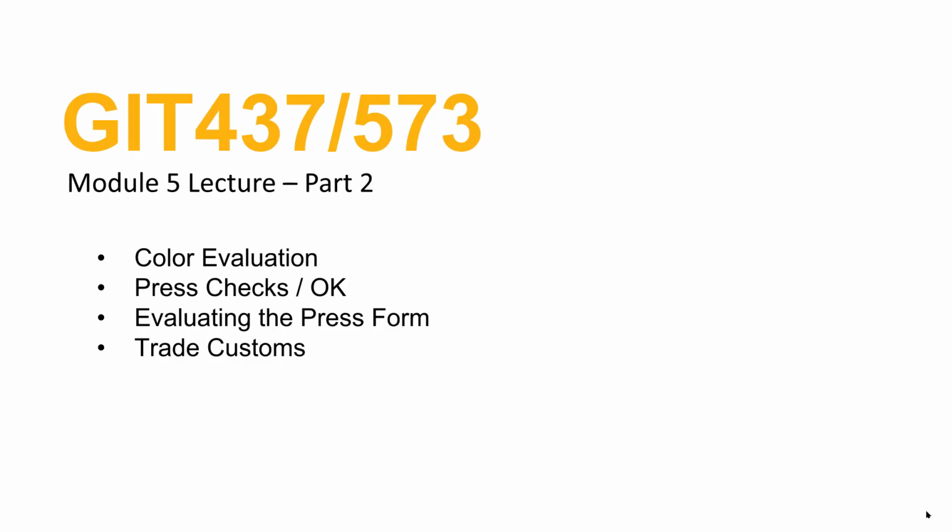In part 2 of Module 5's lecture, we're going to be talking about the following bullet points here. We're going to talk about color evaluation, press checks or color OKs, evaluating the press form, and trade customs.